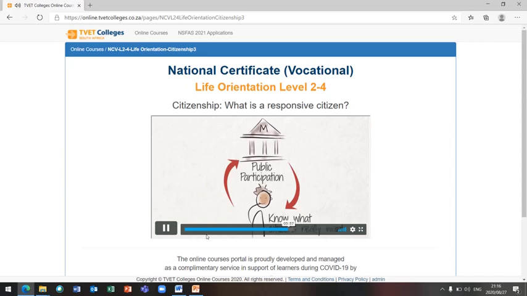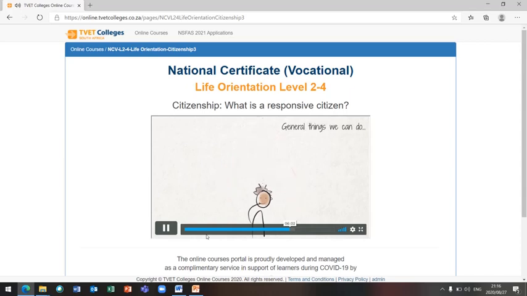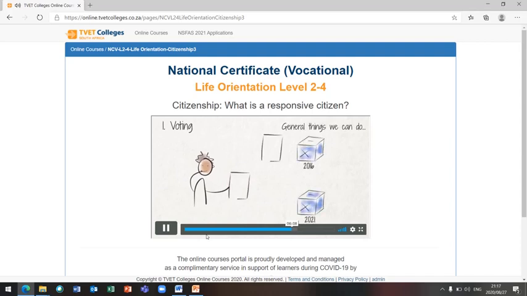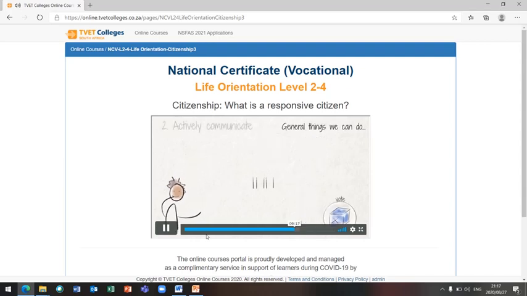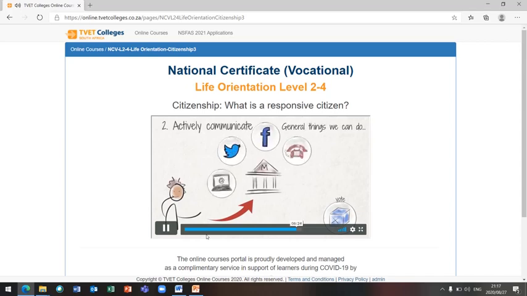But there are also some general things we can and should do to be responsive citizens. Firstly, if our municipal councillors do not perform or fulfill their election promises, we can vote for a different person or a different party in the following local government election. Secondly, we should actively communicate with our local municipality by email, through social media, telephone, or a letter to make our real needs, concerns, and priorities known.